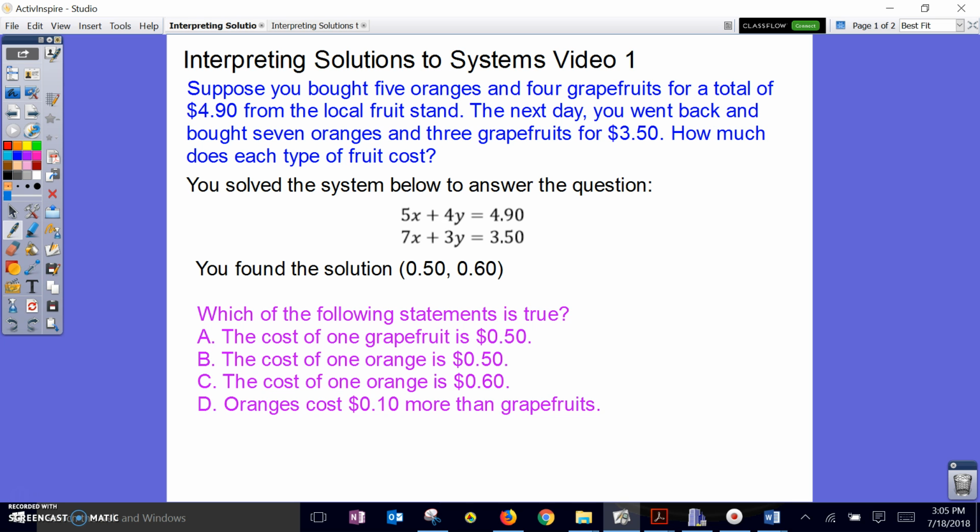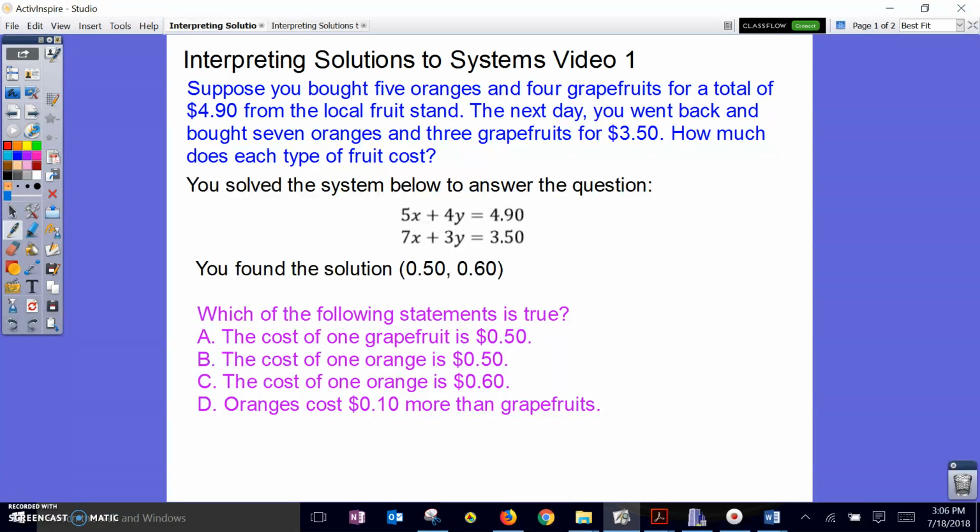And the first problem we look at here says, suppose you bought 5 oranges and 4 grapefruits for a total of $4.90 from the local fruit stand. The next day you went back and bought 7 oranges and 3 grapefruits for $3.50. How much does each type of fruit cost? And then it says you solve the system below to answer the question. And we see the system 5x plus 4y equals 4.90 and 7x plus 3y equals 3.50. And it says here you found the solution 0.50, comma 0.60.